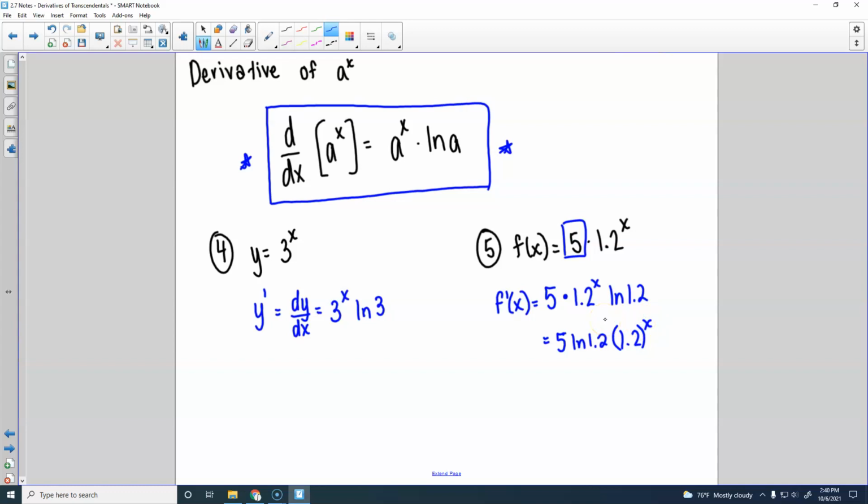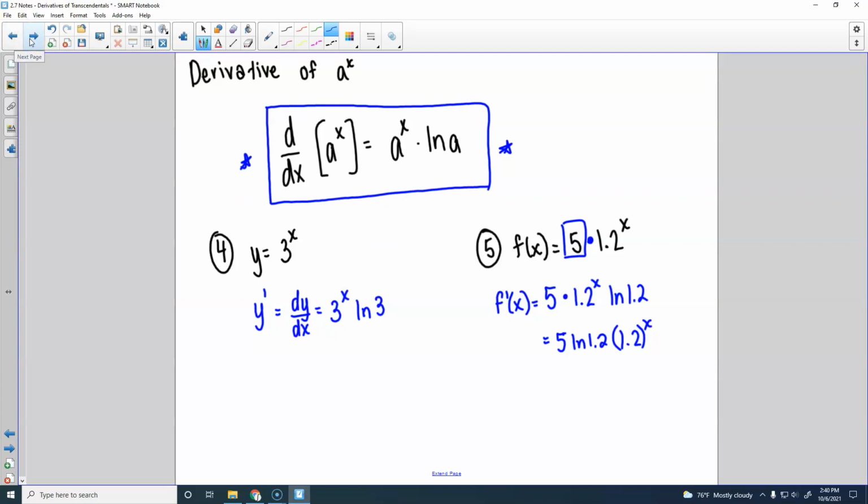Whenever they're giving you f of x notation, it's pretty much always going to be f prime notation for the derivative. If they just give you a y, you can use y prime or you can use dy over dx. Why can't you do 5 plus 1.2 to the x? Because it is multiplied by the 1.2 to the x, so you keep it being multiplied. So it's just using this formula. You just have to know the formula.